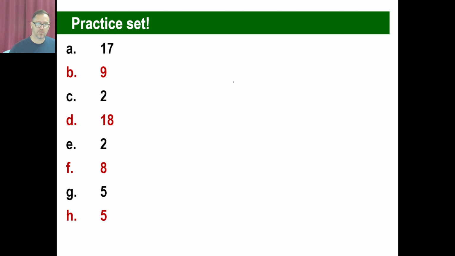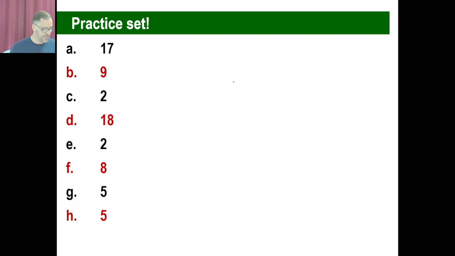Okay, here are all those answers, and let's knock this out. 16 minus 3, 17. B, make sure you do the parentheses first. That's 16 minus 7, which is 9. C, parentheses first. 4 times 3 is 12. 24 divided by 12 is 2. D, no parentheses, just go left to right. 24 divided by 4 is 6 times 3, 18. E, just go left to right. That gives you 2. F, the parentheses first. 6 divided by 2 is 3. 24 divided by 3 is 8.